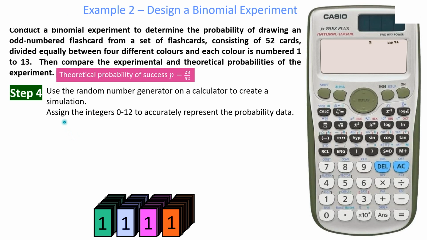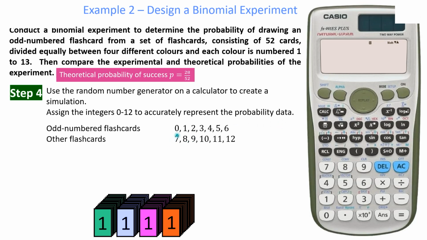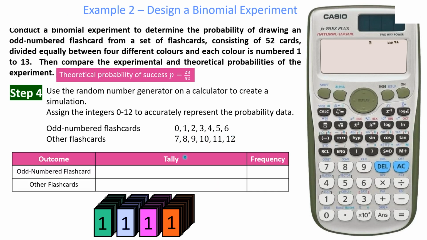So what we'll do is assign the integers 0 to 12 to accurately represent the probability data. On your calculator, every time we see the numbers 0 to 6, we'll make a mark in a tally against the odd-numbered flashcard. Every time we see the numbers 7 to 12 on the calculator, we'll make a mark against the other flashcards in the tally, and we'll do this 52 times.